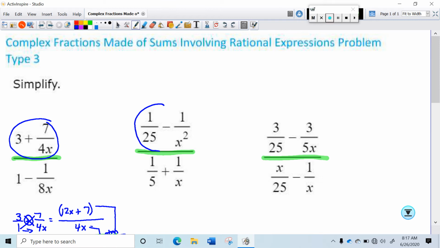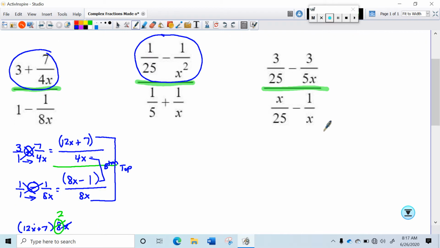So, taking the numerator and figuring it out all the way. I'm going to run out of room, so I'll move this 1 over later. So 1 over 25 minus 1 over x squared. Multiply the bottom. So x squared times 25 is 25x squared. Cross multiply the top. 1 times x squared is x squared, minus in the middle. 1 times 25 is 25.